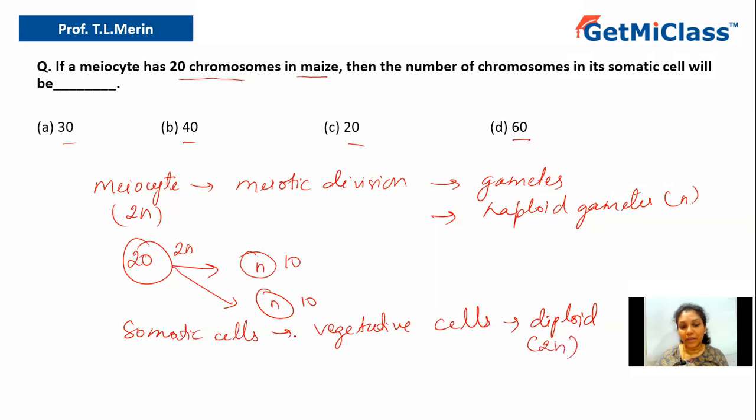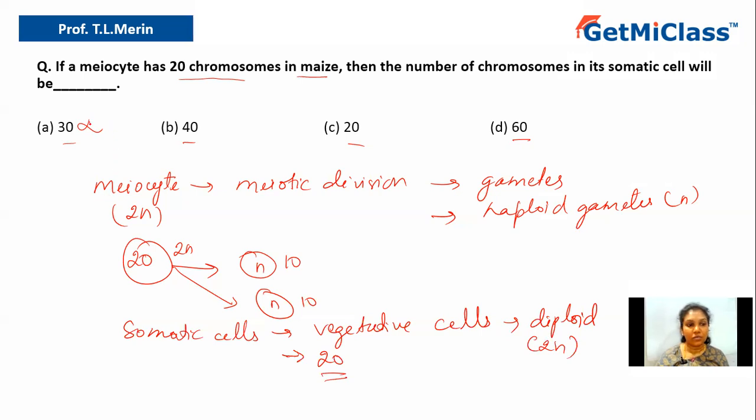So the somatic cells also will contain the same number of chromosomes as meiocytes, because meiocytes are diploid cells only, which will undergo meiotic division. Till now it has not formed the gamete. So the meiocyte is a diploid cell, so 2n is equal to 20. Here also 2n will be equal to 20. So this will contain 20 chromosomes. Option A says 30, which is wrong, because there is no change; even a meiocyte is like a vegetative cell, but it is capable of undergoing meiotic division and giving rise to gametes.